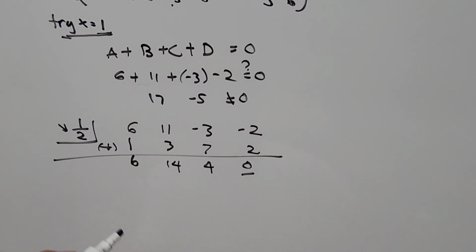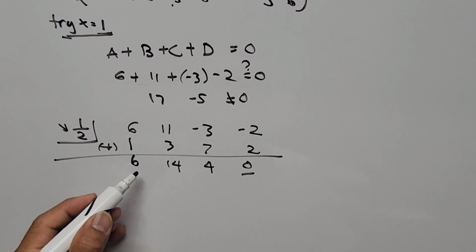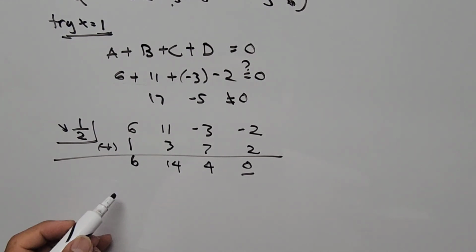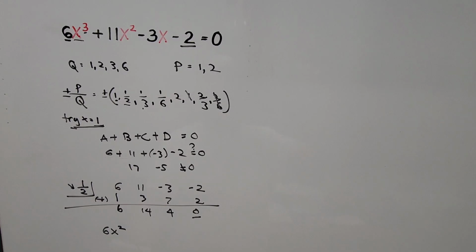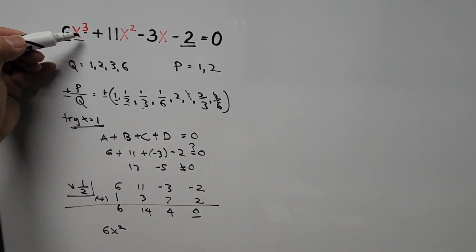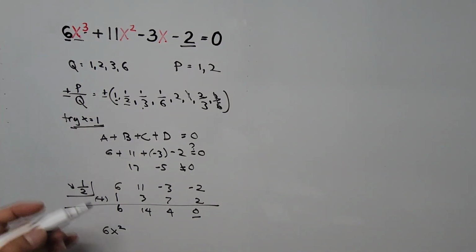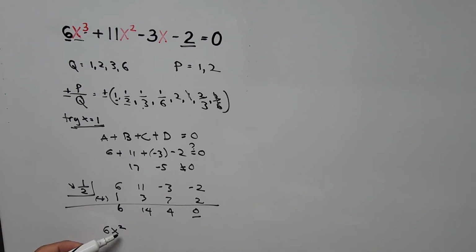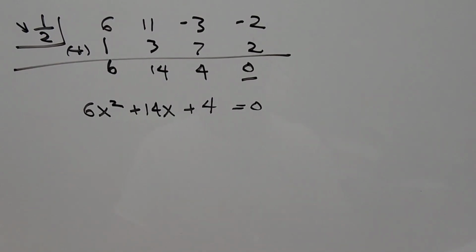Right? And now 6 is the coefficient of x squared. So we're going down 1 degree lower from the original one. From cube goes down to square. And here 14, so that's 6x squared plus 14x, and then plus 4, and we equate this to 0. And so we can factor this quadratic equation.